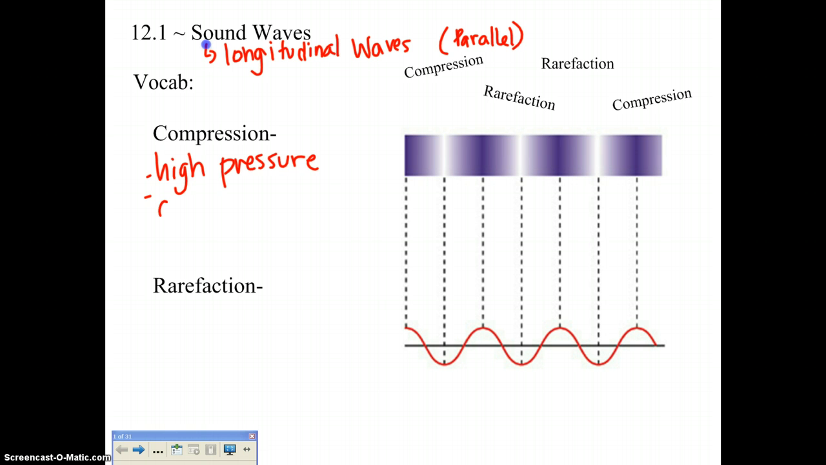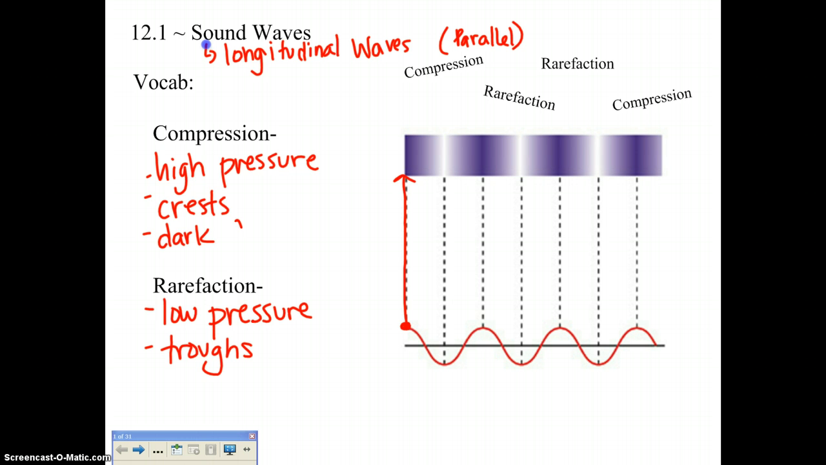and those are going to be known as your crests on your sine wave. Whereas rarefaction is areas of low pressure, and they are going to be known as your troughs on your sine wave. So right here would be a crest, and you can see that that does coordinate with areas of compression. So let's also add that those are dark fringes. You'll be able to understand the idea of fringes or bands later on. Whereas down here, below the equilibrium line, down here would be a trough. And troughs are going to be light fringes.